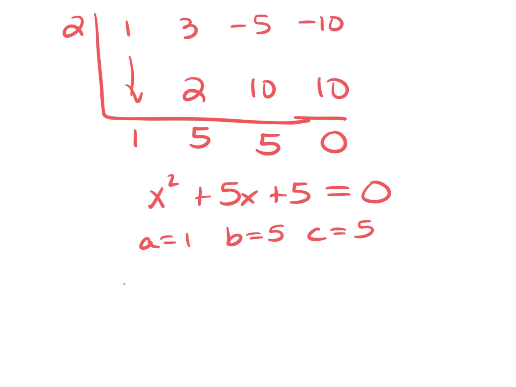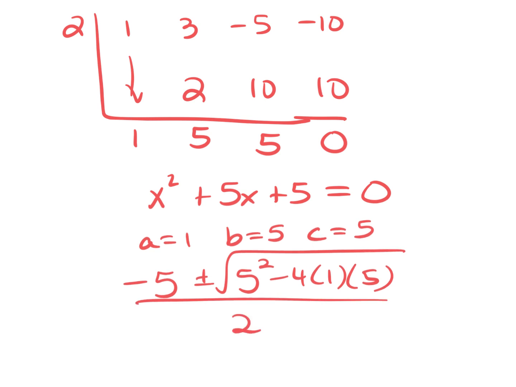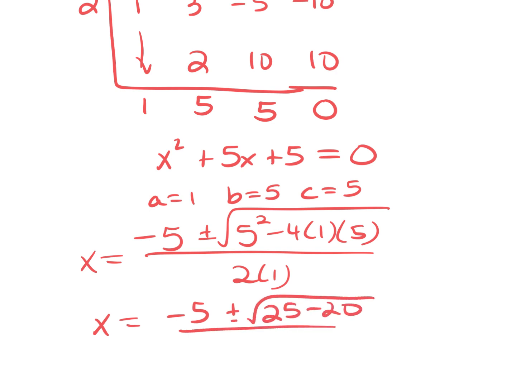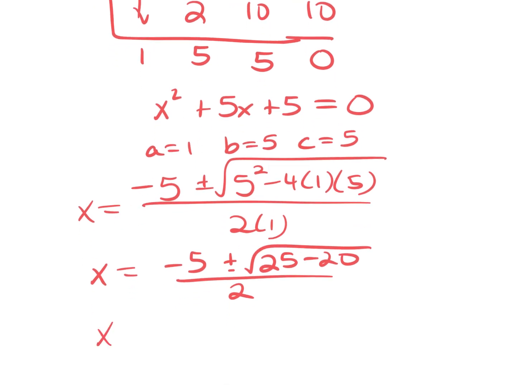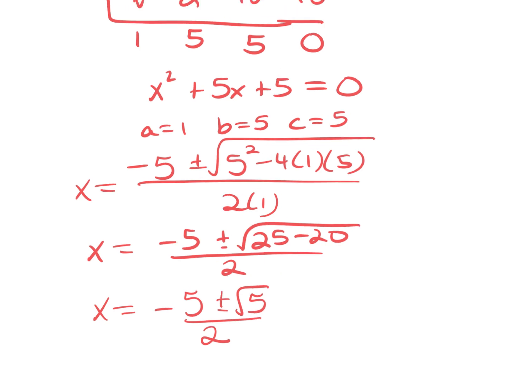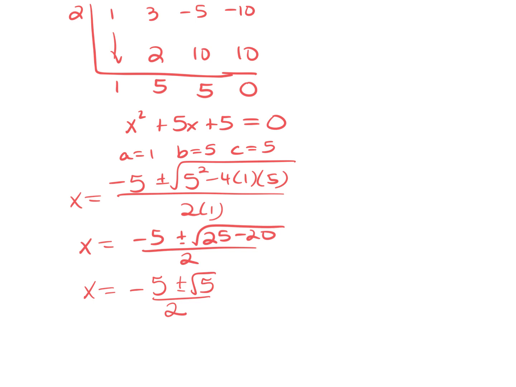Let's plug it in. Opposite of b, plus or minus the square root of b squared minus 4ac, all under the radical, over 2 times a. These are giving me my other 2 irrational zeros. So then negative 5 plus or minus the square root of 25 minus 20 over 2. X is equal to negative 5 plus or minus the square root of 5 over 2. I can't break down the 5. That's already simplified.